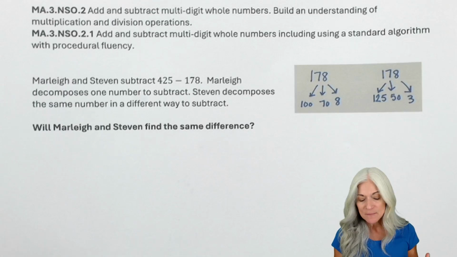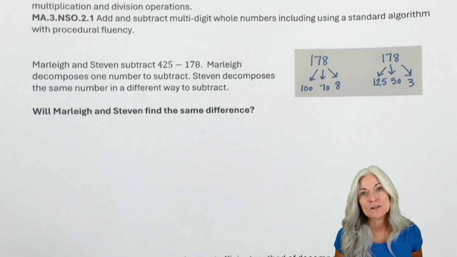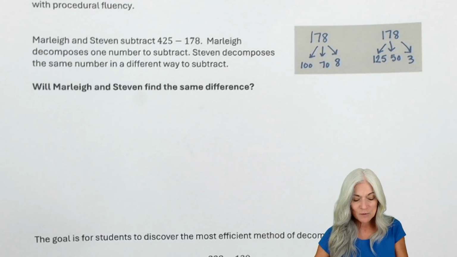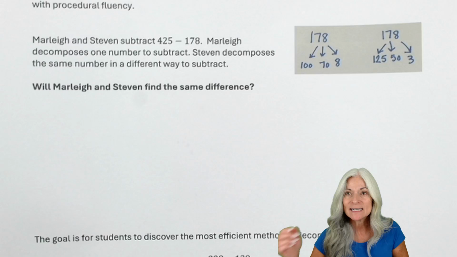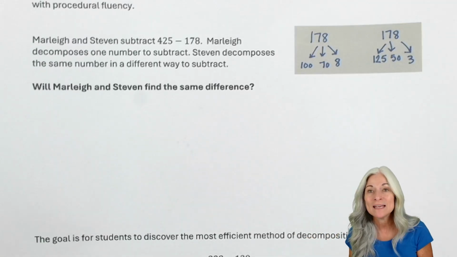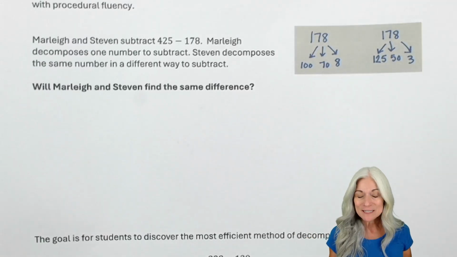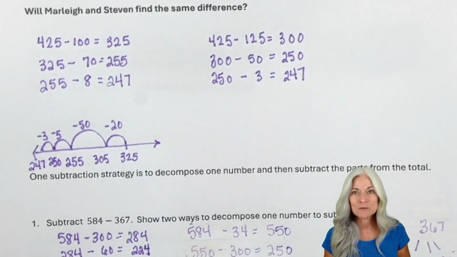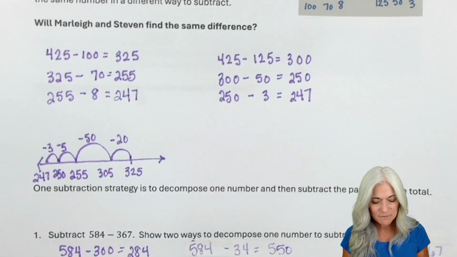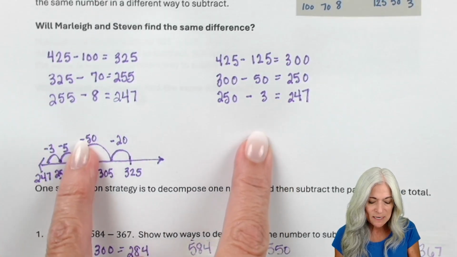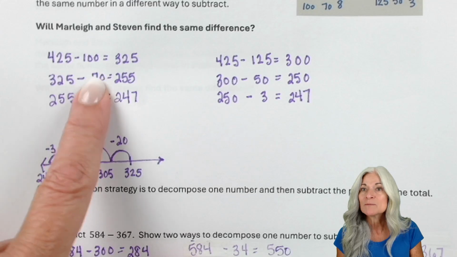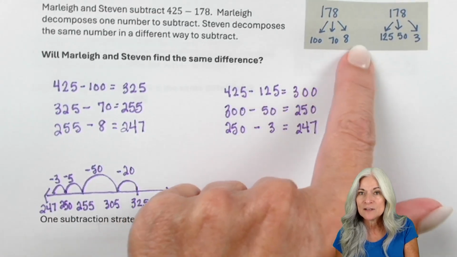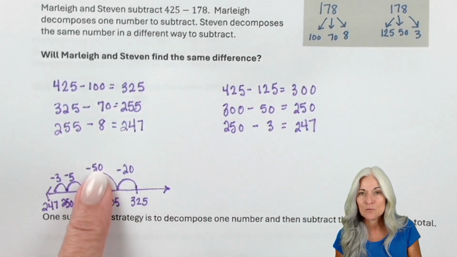So we have a problem here where we have Marley and Stephen who are subtracting 425 minus 178, and they decompose it a different way. Will they find the same differences? Now, if you want to look at a more thorough explanation of this, you can always check out the student version. So you can see here how we looked at Marley's way was by place value here, 170 and 8. So we subtracted each one of those.